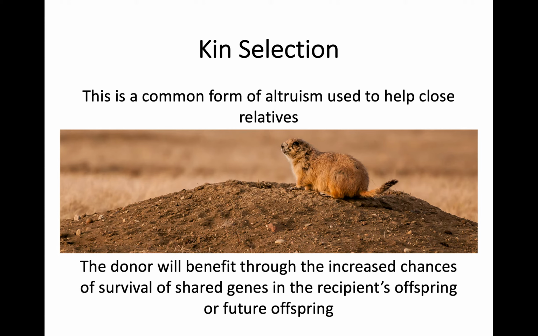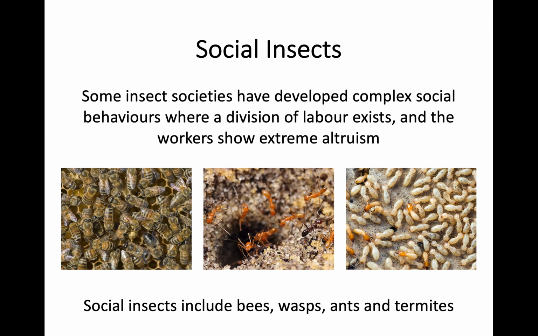So the idea behind this is, although it's detrimental to the donor, in the long run it benefits from the increased chances of survival of these shared genes in their relatives' offspring. The idea being that if you are eaten, for example, or if you're killed through altruism, but the rest of your close relatives survive, the close relatives will all hopefully go on and reproduce, and your shared genes will get passed through into the next offspring. So although it's not directly your offspring, there will be many members of offspring that share your genes.